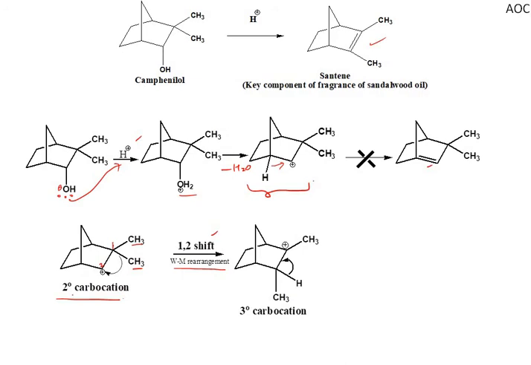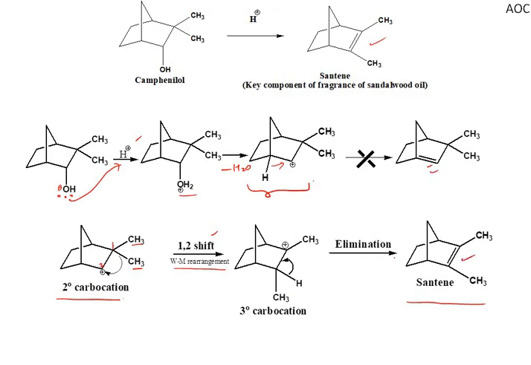So it is changing from the secondary carbocation to the tertiary carbocation, giving rise to a more stable species. Now the elimination will occur, and we will have a product something like this. The double bond was expected here, but it formed here because of the formation of a more stable tertiary carbocation, right? So that is why the camphenilol will convert to santene, right?